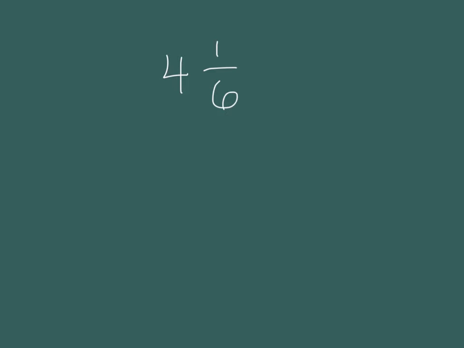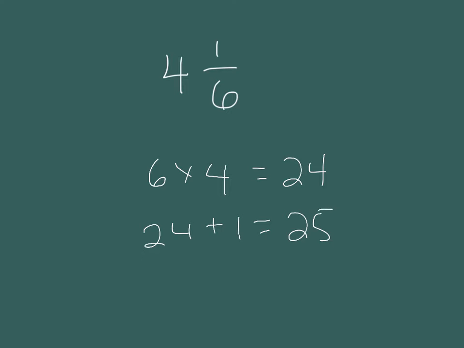So for this problem, I'm going to ask you to convert a mixed number to a fraction. The first thing that you're going to do is multiply 6 by 4, and that comes out to 24. Then you add 24 plus the numerator, which is 1, and you get 25. To complete it, you just take it over the original denominator, and you end up with 25/6.